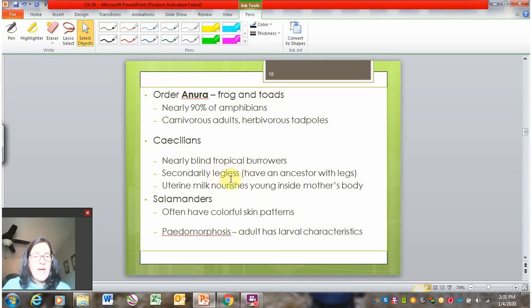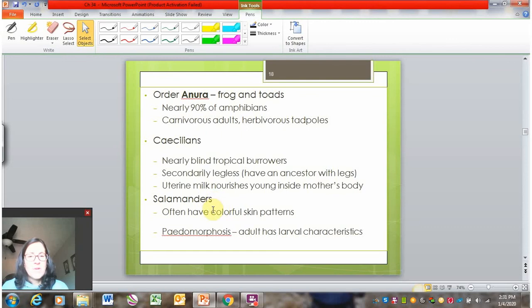And so, okay, how can they be a tetrapod if they don't have legs? Well, remember that oftentimes our groupings are based on evolutionary relationships, and Sicilians actually have or had an ancestor with legs. So that's what we mean when we say secondarily legless. Their ancestor had legs, and they went back to not having legs.